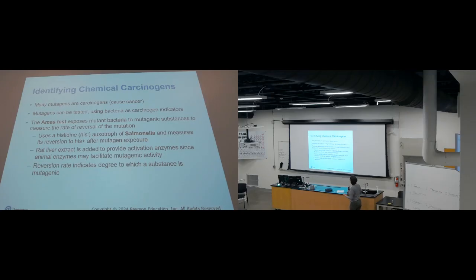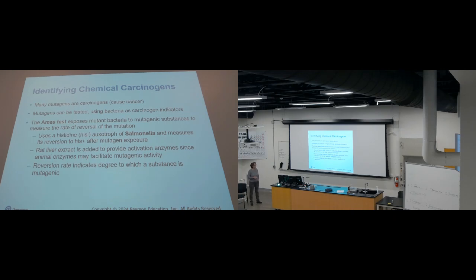the mutation. So initially, for instance, you would have a media that is rich in histidine. And then you will have a bacteria like Salmonella, which is an auxotroph. It cannot utilize histidine. And then this bacteria, you expose it to a mutagen. And then you will see if this bacteria would, with time, be able to utilize histidine to become histidine positive after exposure.